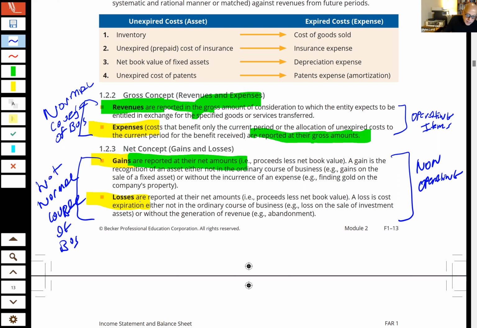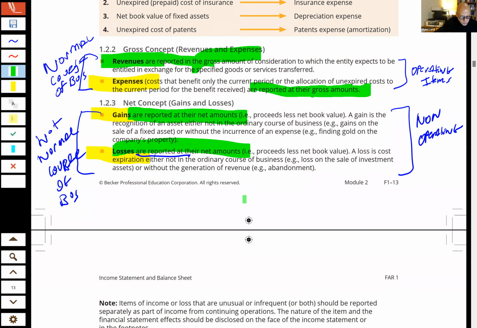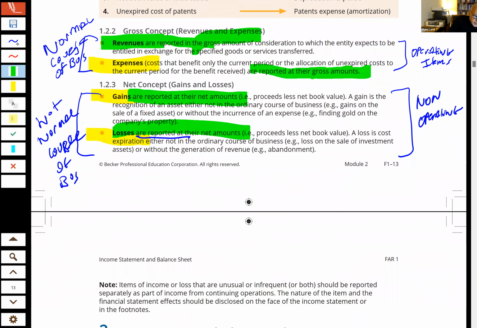Okay, so again, gains and losses are shown net, and they are non-operating items. Now what I want you to do is go ahead and make me up a flashcard right here. I'm going to dictate this flashcard to you. By dictation, I mean I'm going to speak the words to you, and I'm going to ask you to write it up as a flashcard.